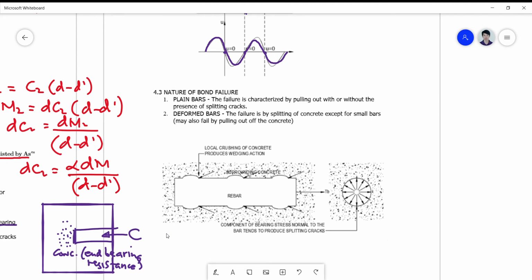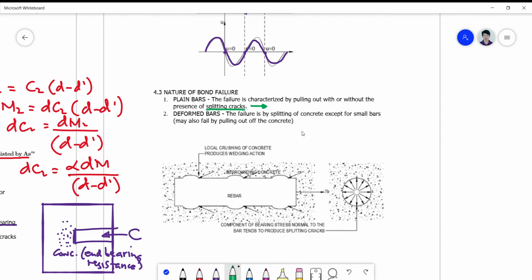Okay, by the way, splitting cracks is just again a pattern of crack in which we can distinguish bond failure from other types of cracks. So we have the shear crack, the flexural crack, the flexural shear crack, the web shear crack, and this time we have to understand what's the difference of those cracks with that of splitting cracks.